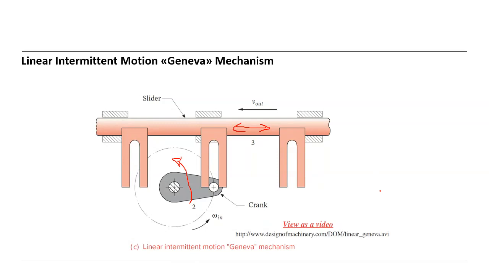Because the Genève mechanism is rotary. This is not rotary. This is linear. Let's say we have a transfer band, and the band has to be stopped and move like this. So it moves and stops and moves and stops and so on.